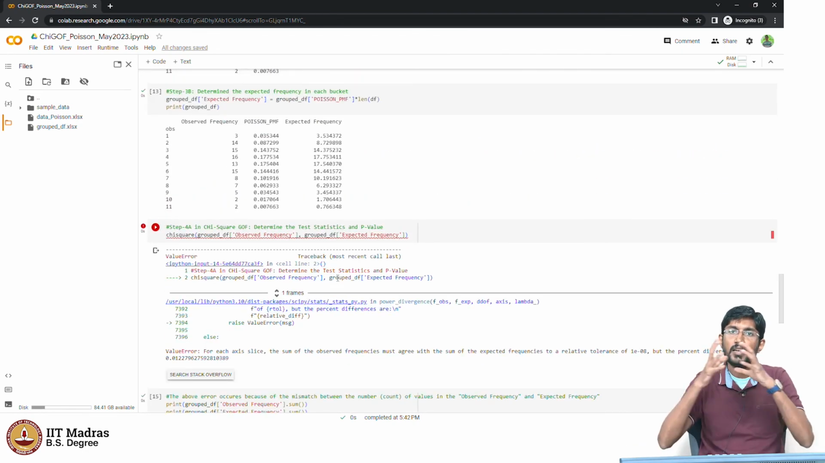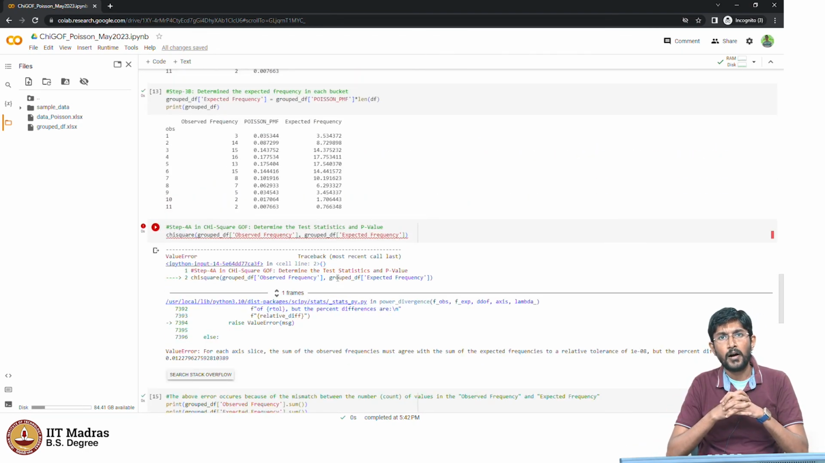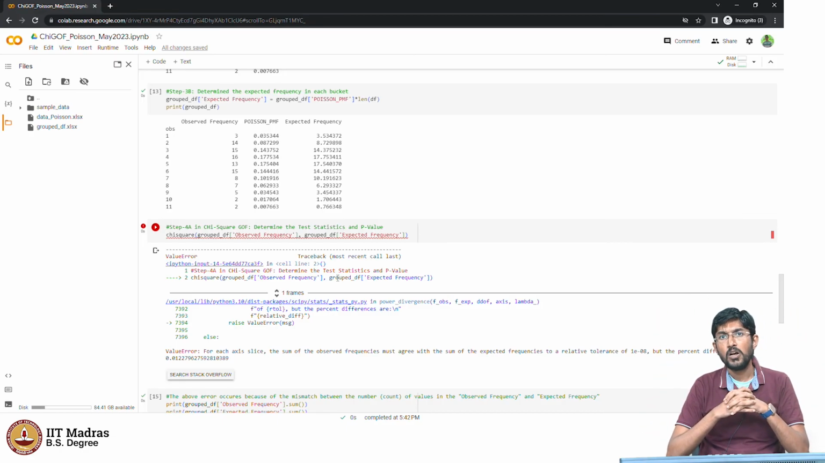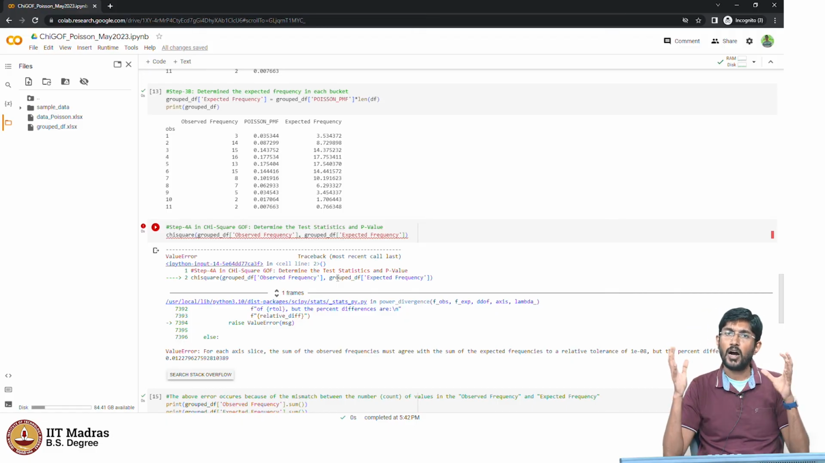So this is the tutorial on how to use Python as a tool for narrowing down your possible contenders for a distribution, and then statistically verifying whether your hypothesized distribution and the actual parent distribution are matching or not matching using a chi-squared goodness of fit test.